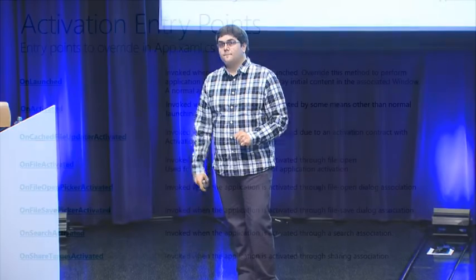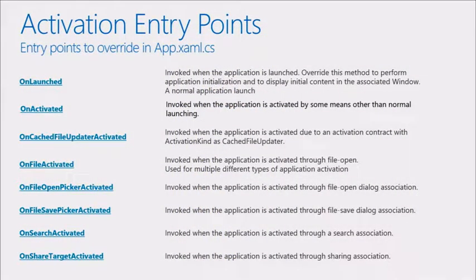What happens if you don't implement all of the various activation methods? Oh, you don't have to implement all of these. But for example, on launched you have to implement; on launch activated is probably required. On activated, everything here will only be called if you've declared the capability. These are all contracts and extensions. So like on search activated, if I don't put in my manifest that I'm a search capable application, then on search activated will never be called.